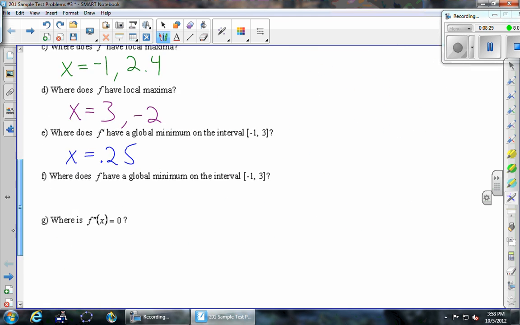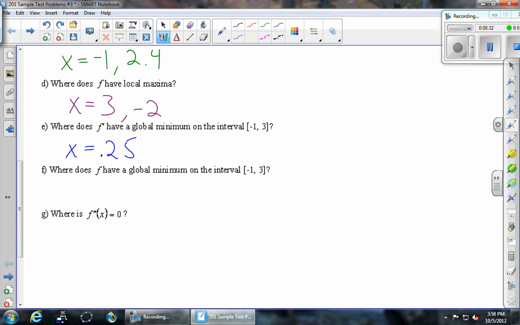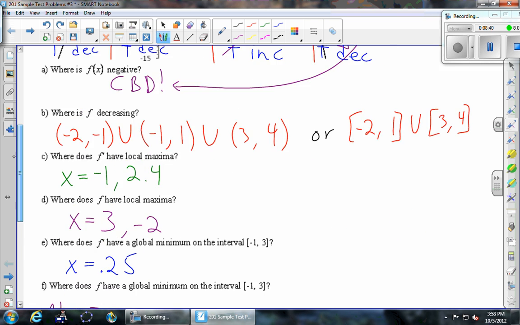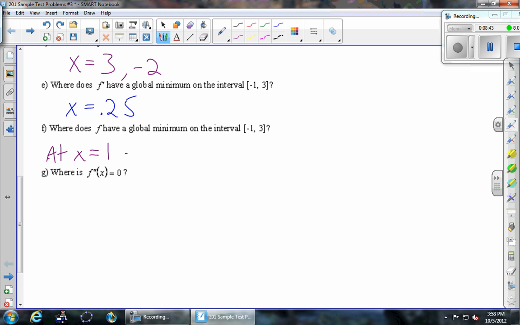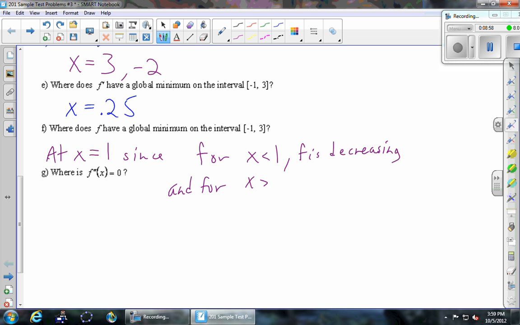So how can we write that up? So we could say something like, at x equals, did we say was it 1? So at x equals 1, since for x a little bit less than 1, f is decreasing. And for x a little bit bigger than 1, f is increasing.